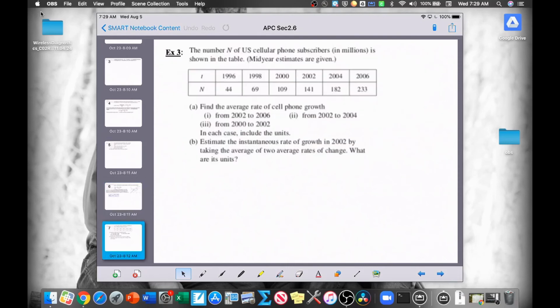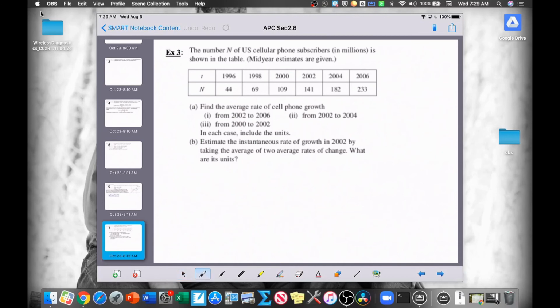If we look at example 3, it says the number n of U.S. cellular phone subscribers in millions is shown in the table with mid-year estimates given. So we have the years 96, 98, 2000, 2002, 2004, and 2006, and the number of subscribers at the middle of each year. Part A asks us to find the average rate of cell phone growth. Well, we know that that rate of change is going to come from finding the slope between the given years.